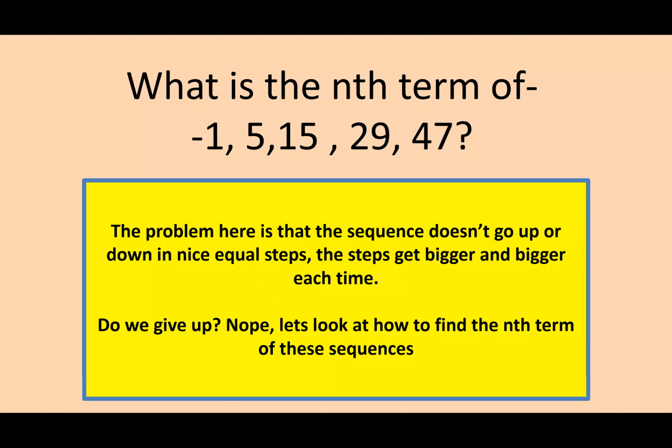Okay, now let's have a look. What do we need to do in order to find the nth term of this sequence? Now we know it is a quadratic sequence. Let's find out. So here's our first example. I'm going to use this question as an example: minus 1, 5, 15, 29, and 47.